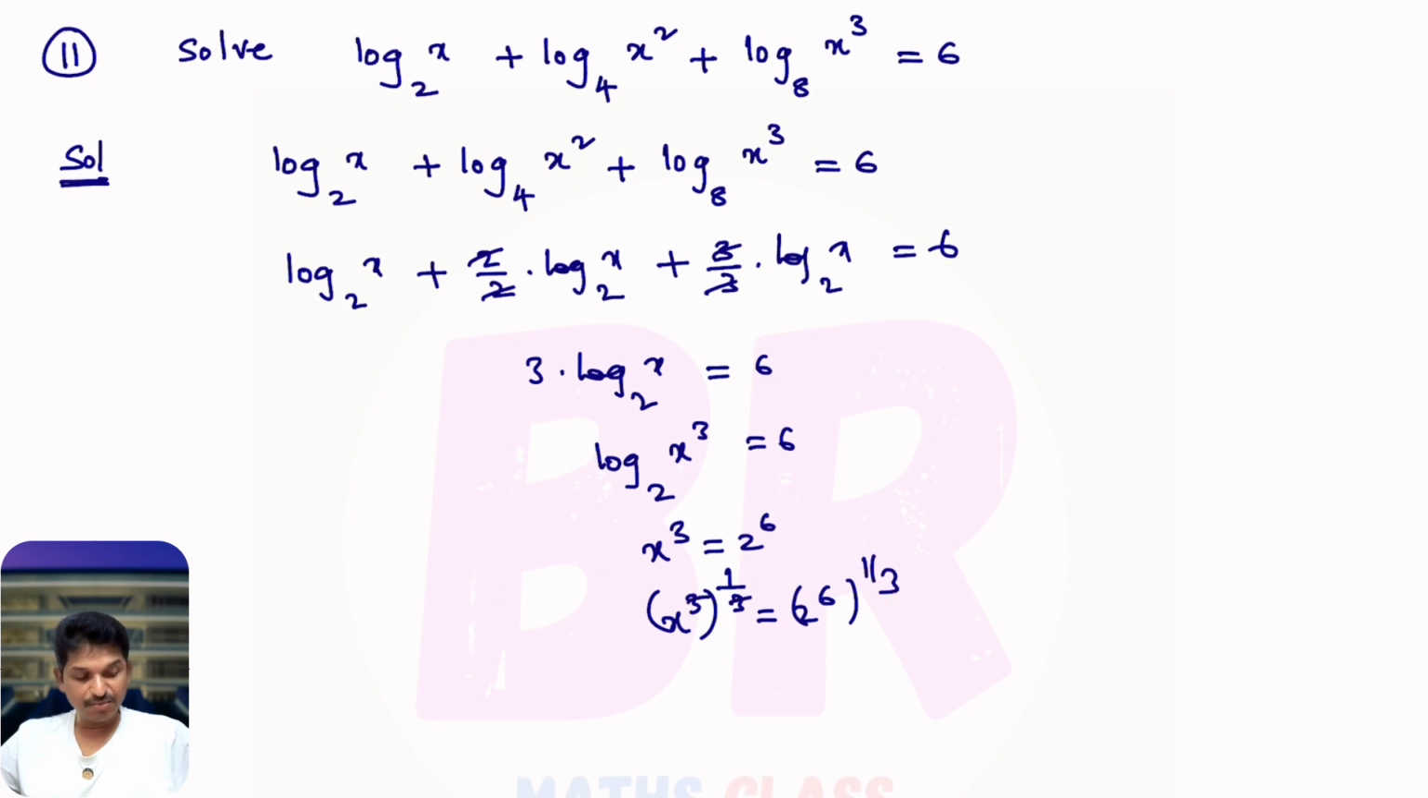On the left hand side, these things will get cancelled. X equal to 2 power 6 by 3. 6 by 3 is 2, so 2 square is 4. So what is x? X is 4. I hope you understand this solution.